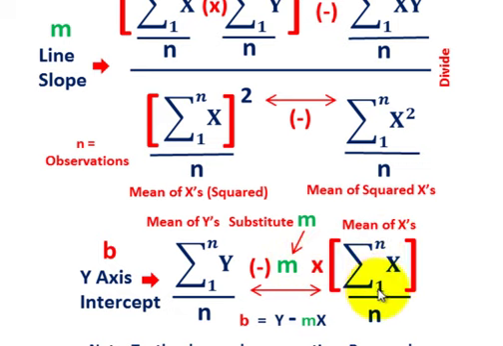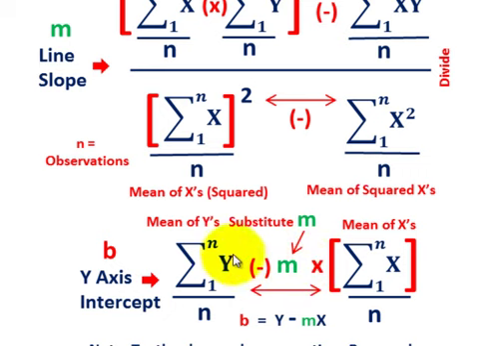And where's the mean of the x's? x1 plus x2 plus x3 up through xn, again divided by your number of observations. Okay, so that's for your b, or your y-axis intercept. And I did it just through a substitution, but if you'd gone through all the algebra, you'd have come up with some complicated equation like we had for the slope of the line.